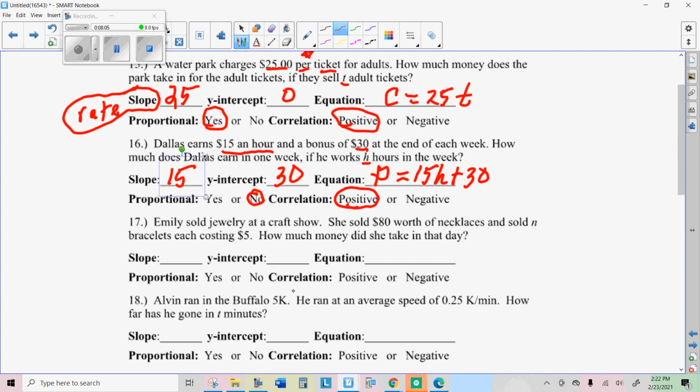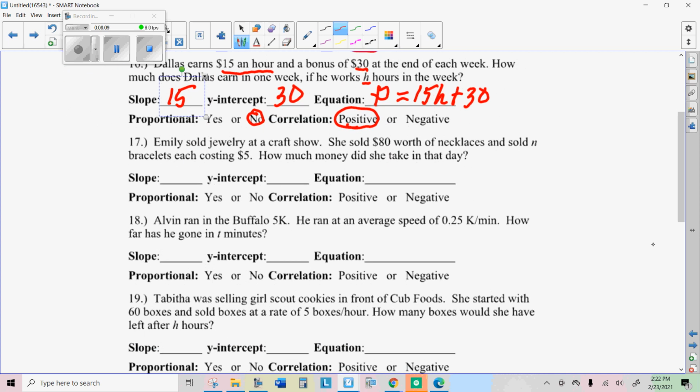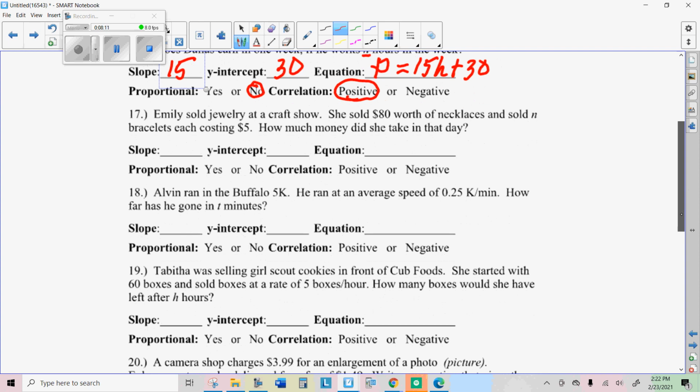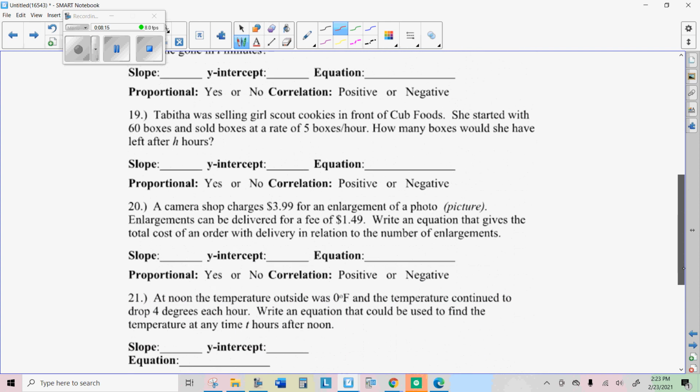Okay? I'm going to let you try the next couple, see if you can figure out which number is the slope, which is the y-intercept, and see if you can write an equation for it. Okay?